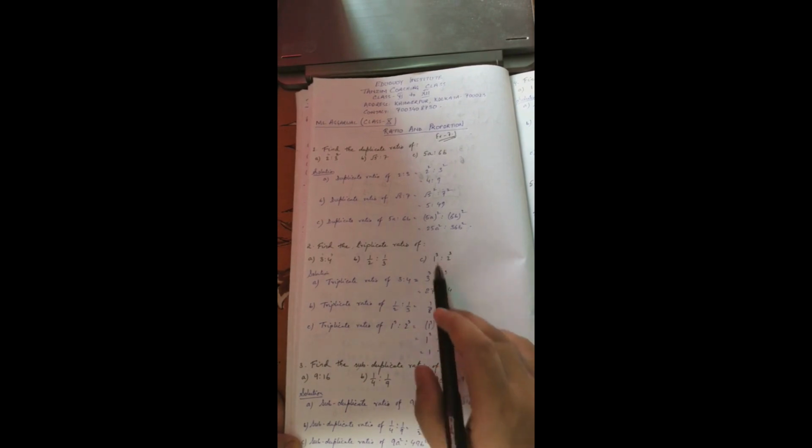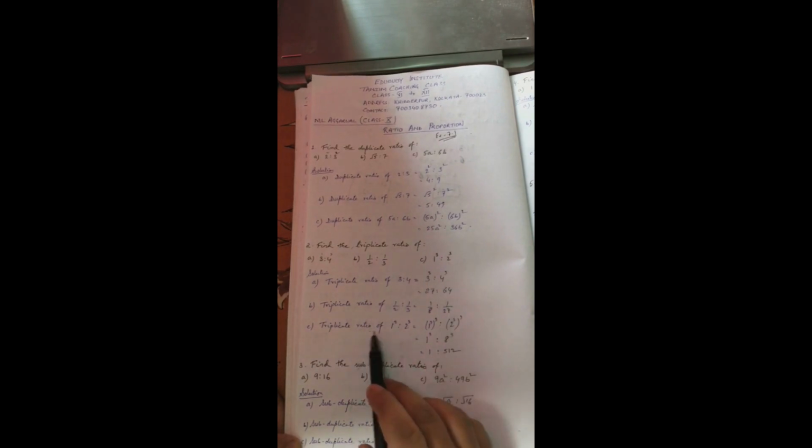Similarly, for this, triplicate ratio of 1 cube is to 2 cube. So triplicate ratio of 1 cube is to 2 cube will be 1 cube was given, so again we have to put cube. 2 cube was given, so 2 cube into whole cube. So 1 cube is 1, 2 cube is 8. Now 1 cube is 1, 8 cube is 512. This 2 cube is 8, and again this cube we have put. So 8 cube is 512.